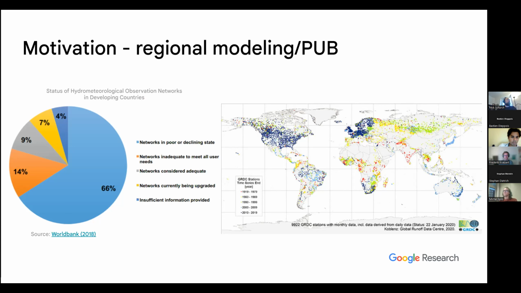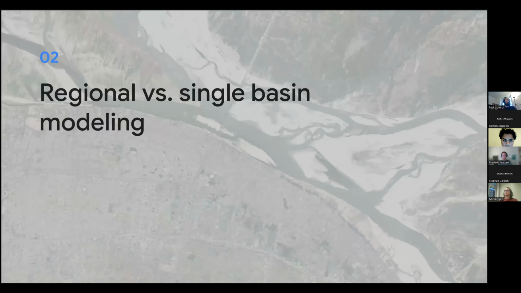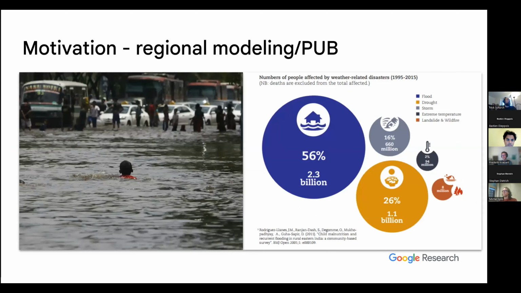And this is specifically the case in low income and developing countries where some of the most severe floods are happening. So where we actually want to have models to be able to provide good flood warnings. And this brings me to my second point.